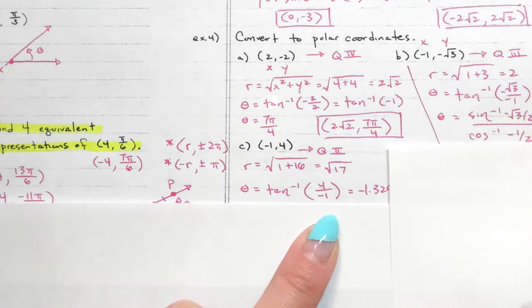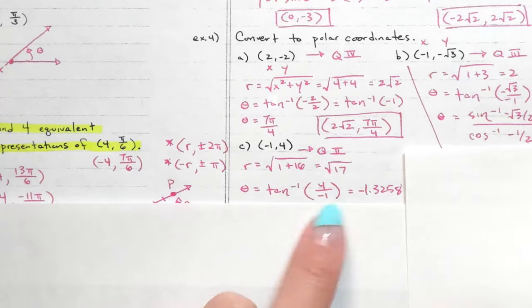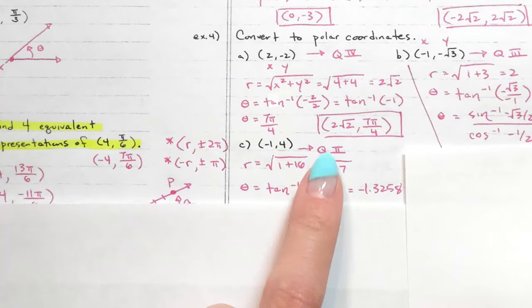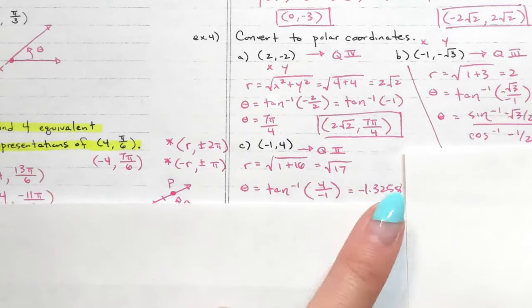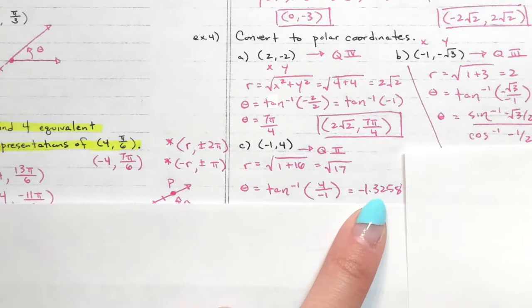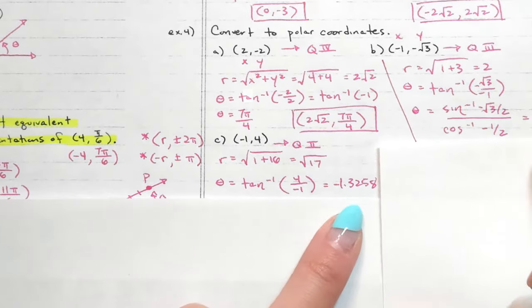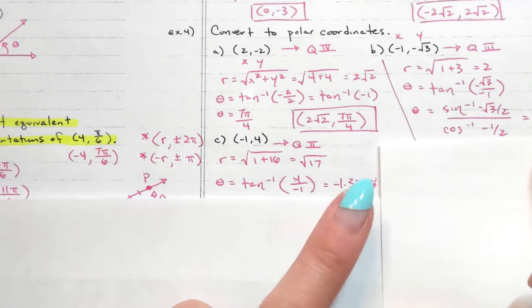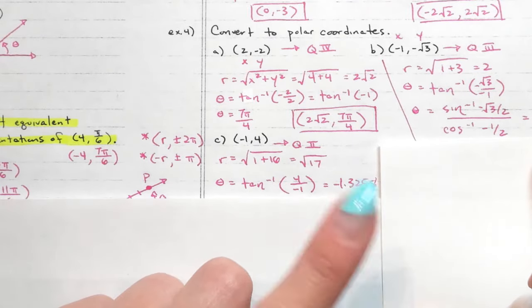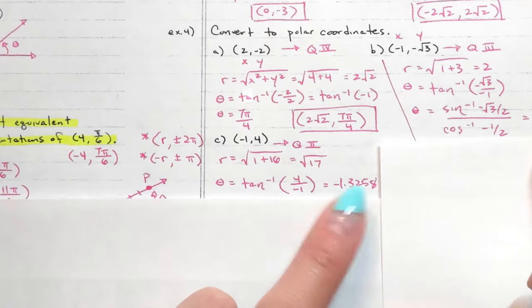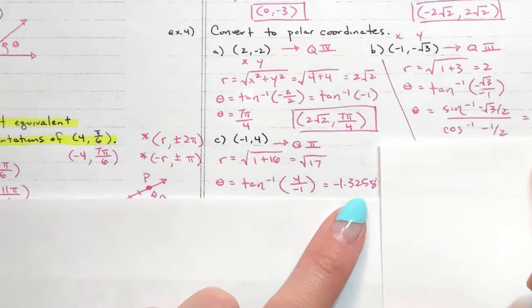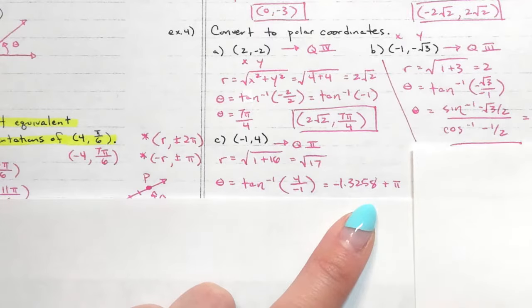Okay, so I plug it into my calculator, and then I realize I want to be in quadrant 2. Is this in quadrant 2? Nope. This is in quadrant 1 or 4, because the calculator only gives you basically quadrant 1, or 4. So this is in 1 or 4 because it's negative, it's in quadrant 4, okay? So what do we do? We add pi.